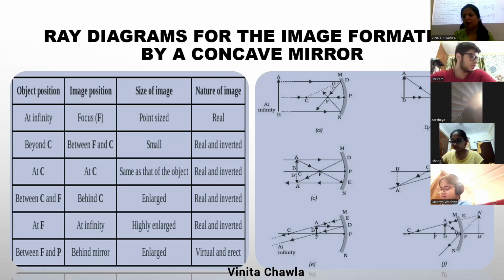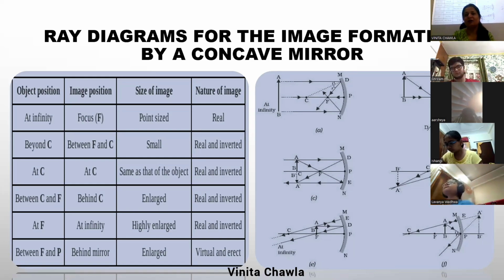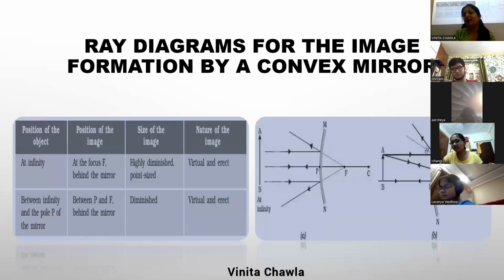I hope there is no doubt for anyone, everyone is clear. Because this is a basic concept, you must know this, only then will you understand negative, positive, clarity, sign convention, otherwise not. Okay? We had also covered ray diagrams by convex mirror.